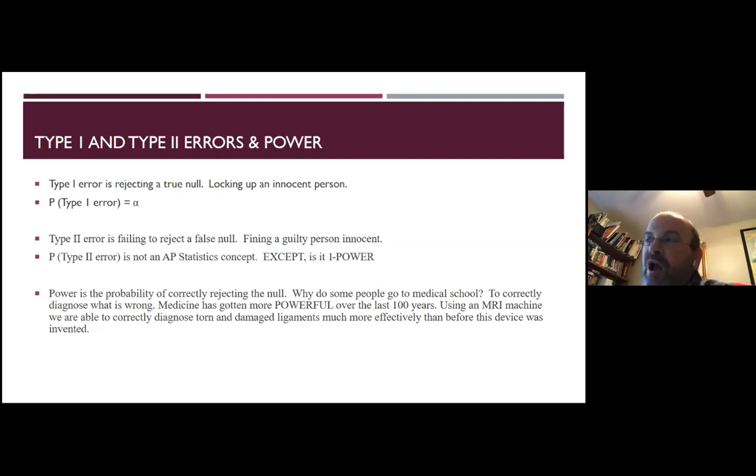It is the probability of correctly rejecting the null. It is the reason people go to medical school, because they want to identify when someone is actually sick and make them better. They don't want people to be sick, but if someone is sick, they want to reject the null that they're well, they want to get them better. So I like to say medicine has gotten more powerful over the last 100 years. We have an MRI machine that can correctly diagnose a torn ligament and a damaged ligament much more effectively than before this device was invented. So the MRI has made medical science more powerful, okay?